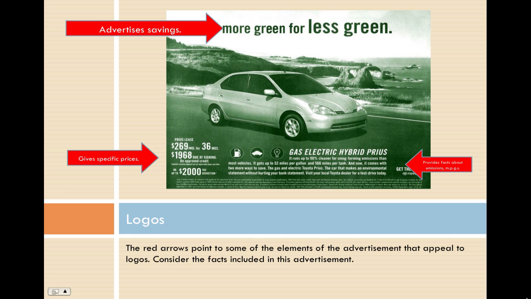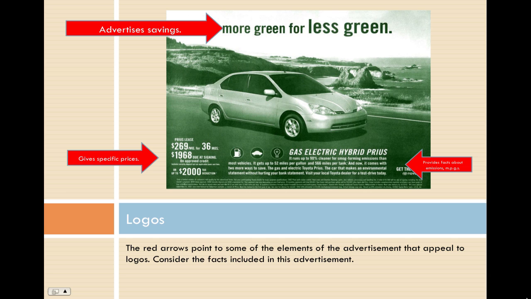Right off the bat, in large letters, we're looking at the logical idea that if you buy this car, you'll somehow be saving money. And again, that's a logical idea. They're trying to convince you to buy the car because it's a good deal. Then if we look at the lower left-hand corner, we'll see that it advertises specific prices.